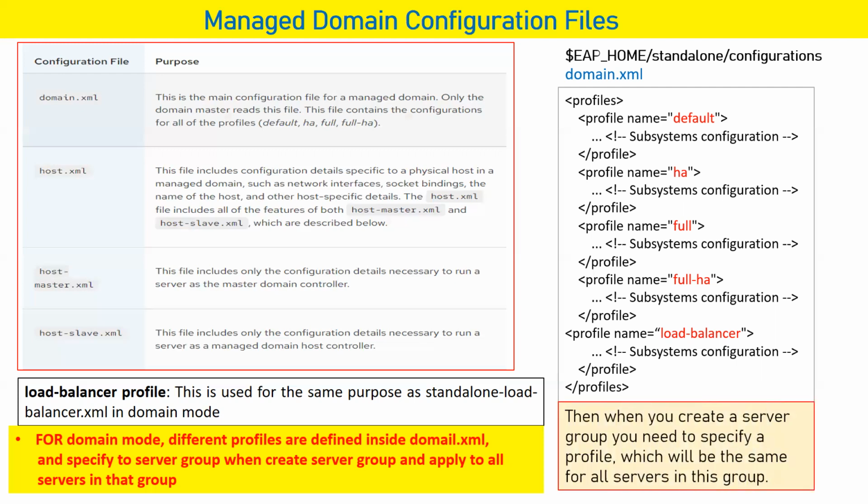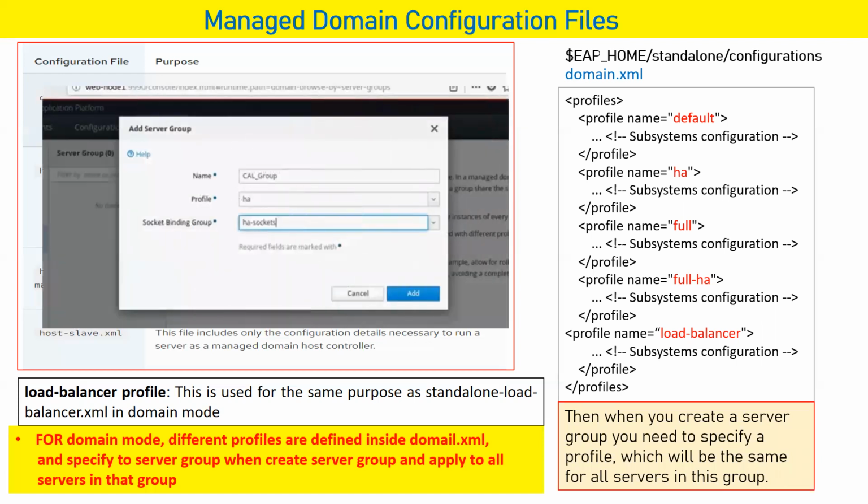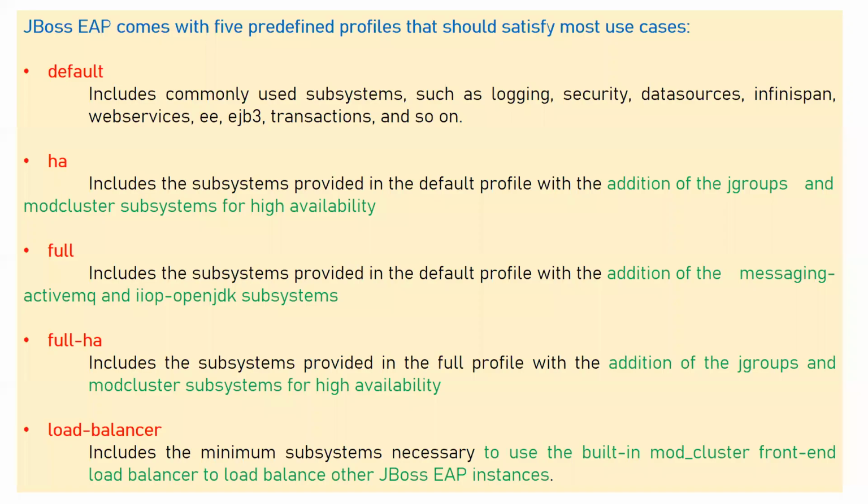This is defined when you create your JBoss server group. When you create a server group where you have different JBoss instances, you need to specify a corresponding profile as well. This is a screenshot of the same. That means whenever I am defining a server group where I am creating multiple JBoss server instances, I will select my profile as well, which will be HA in the screenshot that you are seeing. So when you select a profile for the server group you are creating, every JBoss server instance that you assign to this particular group will have the same profile.